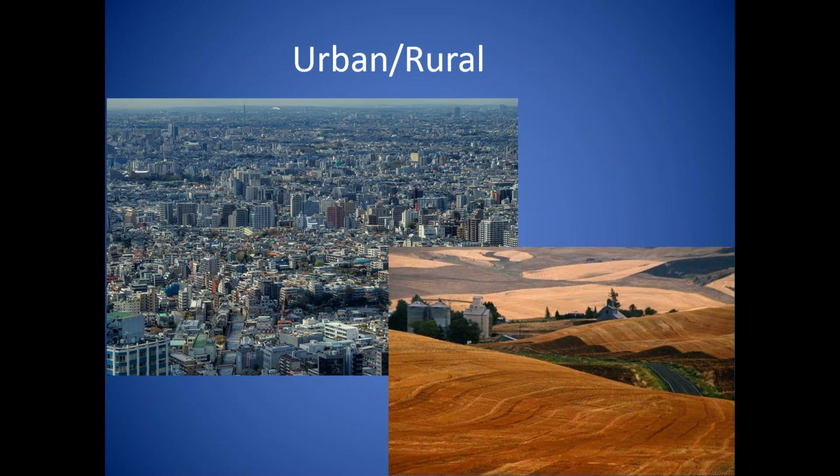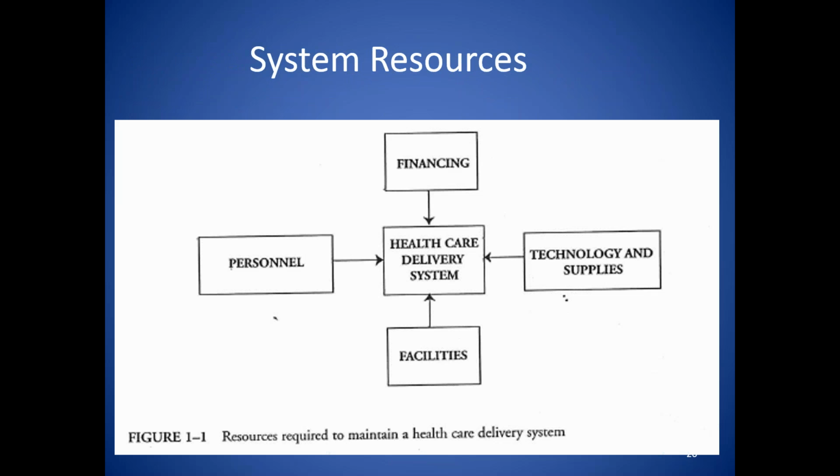I think there are other ways we can differentiate care. Is care in rural areas of the United States different than urban areas? Is the access to care, the cost of care, the quality of care different in a rural area than it is in a large city? We can look at the inputs, the various components that contribute: the personnel, the facilities, the technology and supplies, and the financial resources to construct the delivery system.